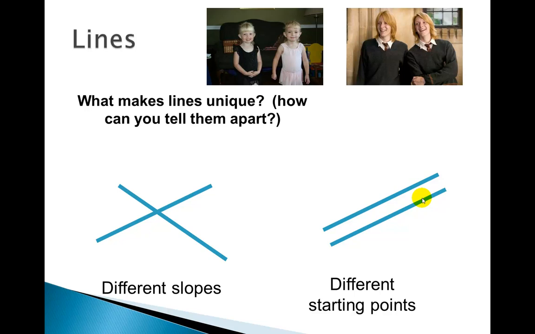And so the key point that I want to bring your attention to is what makes lines unique. What's the information that we could use to identify lines? It's their slope and their starting points. So those are two pieces of information that we play with.